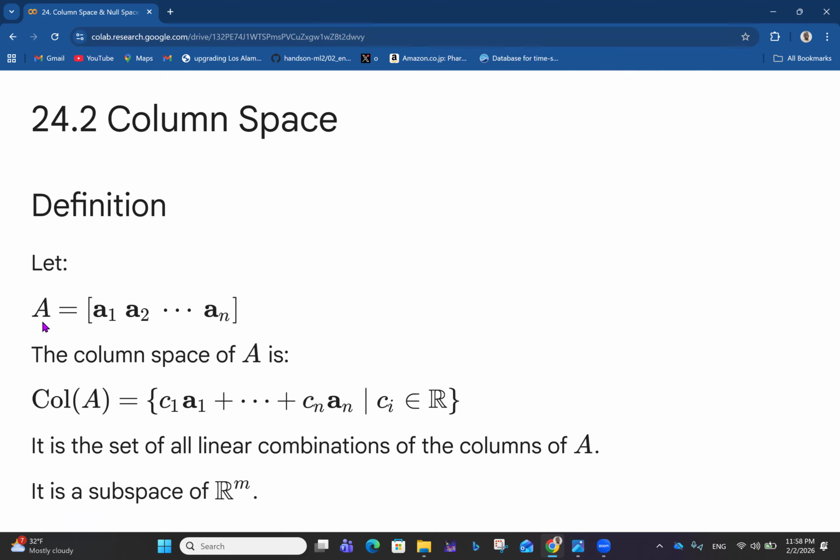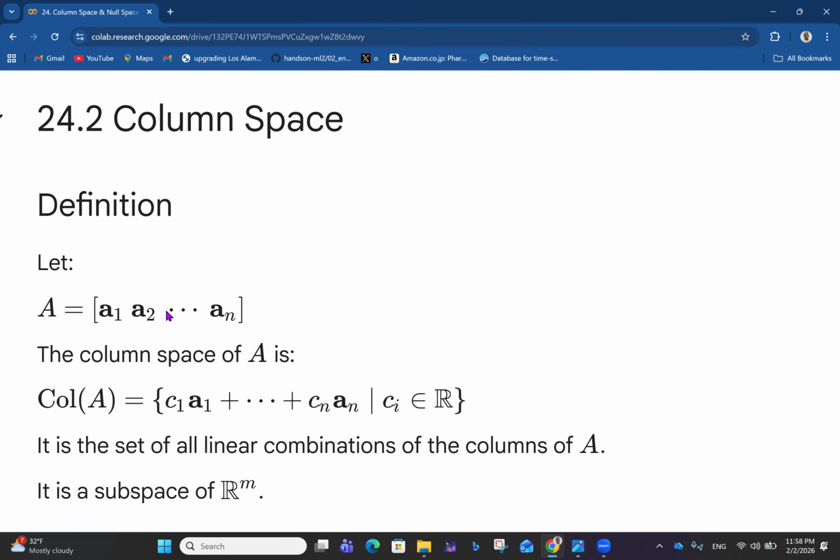By definition, if A is equal to the collection of A1, A2 up to An, of course, all these are columns in a matrix, as we already know. So the column space of A can then be said to be the collection of all C1 A1 plus C2 A2 up all the way to Cn An, such that the Ci's, the constants, are all real numbers. So it is the set of all linear combinations of the columns of A. That's what a column space is. If you have a matrix A, the set of all linear combinations of the columns of A will give you the column space. So it is a subspace of the m-dimensional real number system.